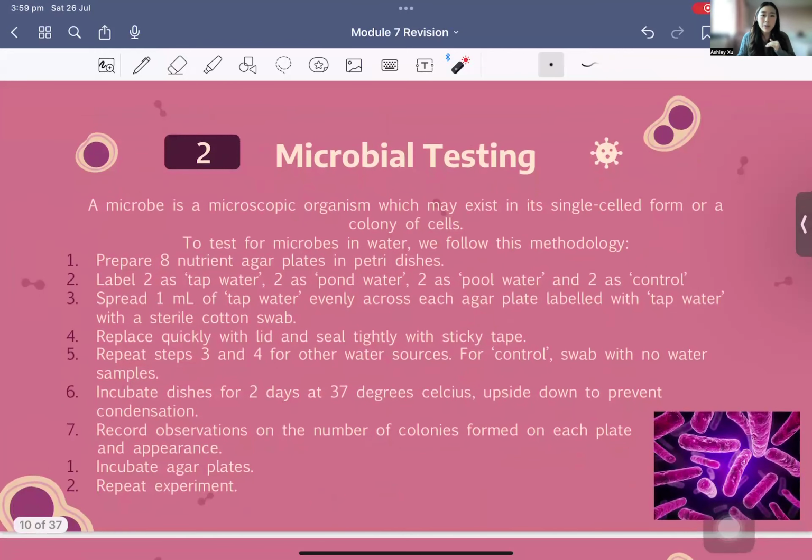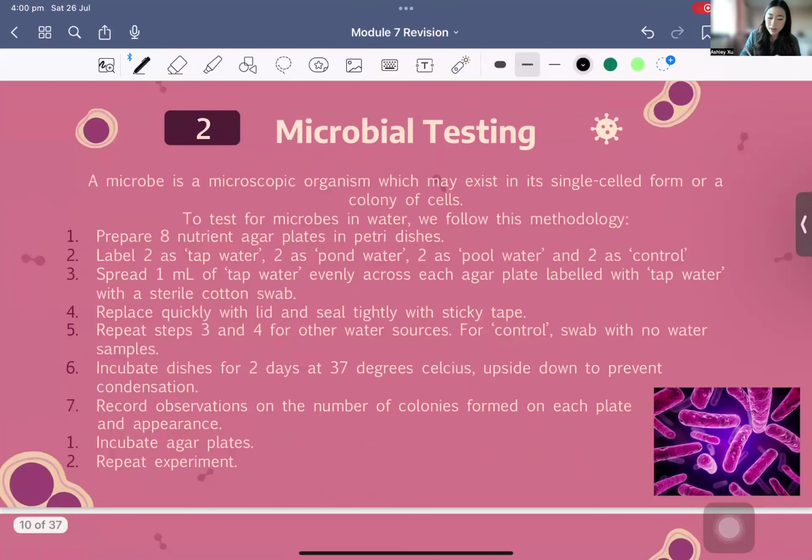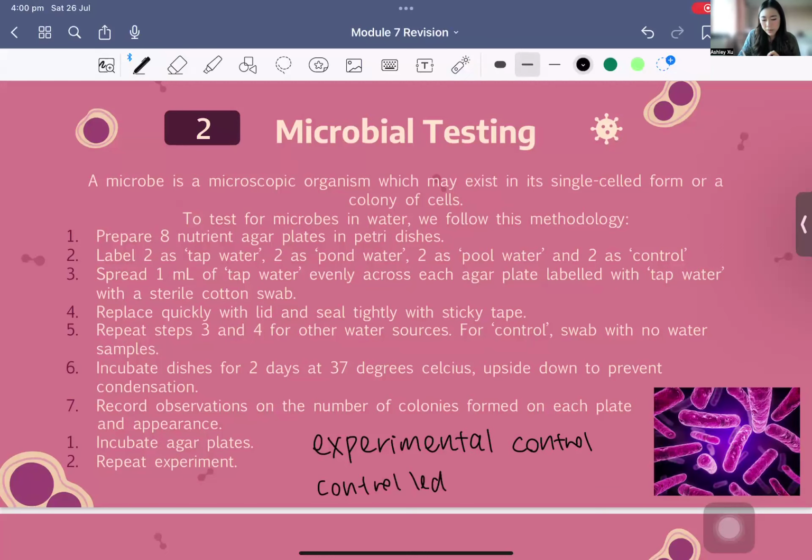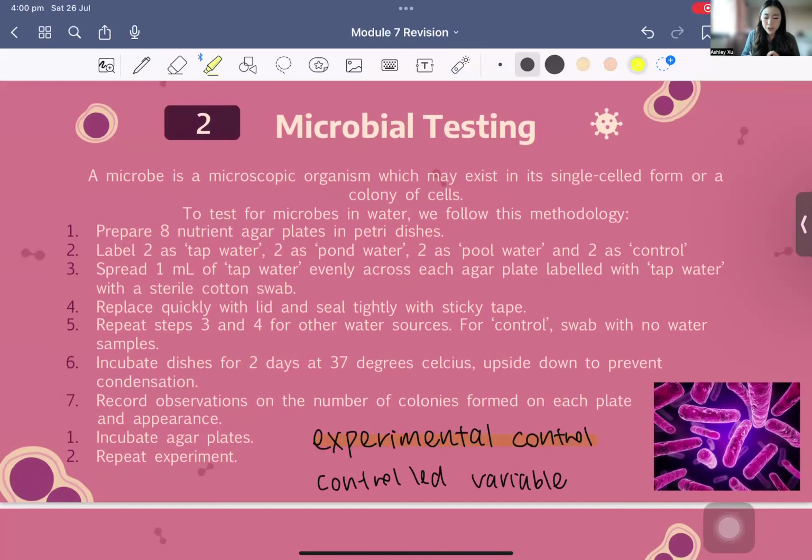Another thing that I want you to remember is controlled variables, independent variables, dependent variables, and the experimental control. That is something that a lot of students get confused about, the difference between the experimental control and a controlled variable. Okay, so let me just write this down. These two words often get confused, the experimental control and the controlled variable.